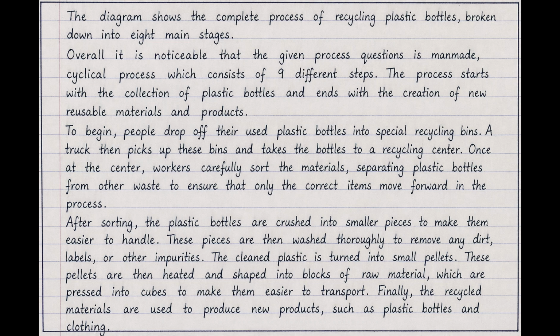Then, in the second body paragraph, explain the remaining stages. You can describe crushing bottles into small pieces, washing to remove dirt and labels, turning plastic into pellets, heating and shaping materials, producing new products like bottles and clothing. Remember to describe the process in order and use passive voice where possible.